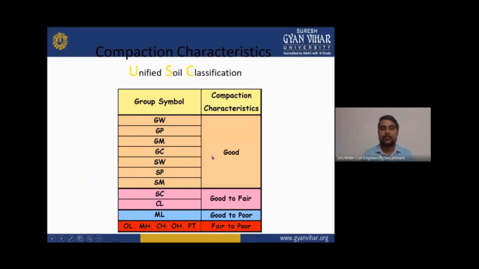We will see here the unified soil classification, where the group symbols GW, GP, GM, GC, SW, SP, SM will have good compaction characteristics, and SC and CL, which are good to fair, and ML, good to poor, and OL, MH, CH, OH, PT, fair to poor.